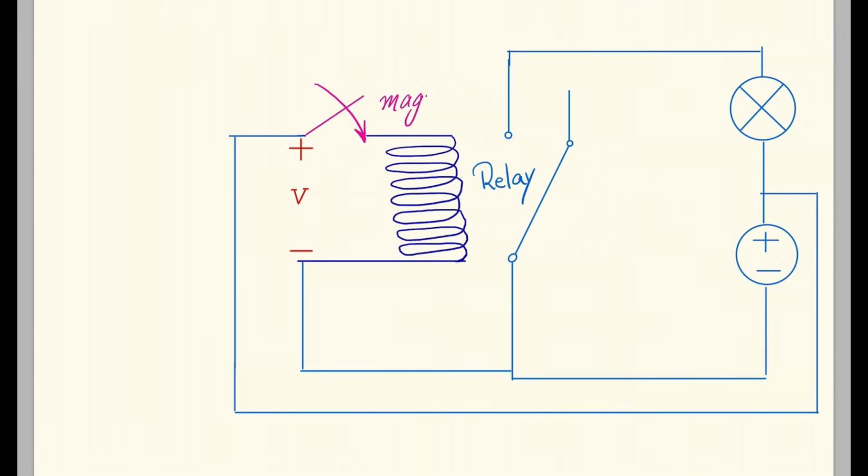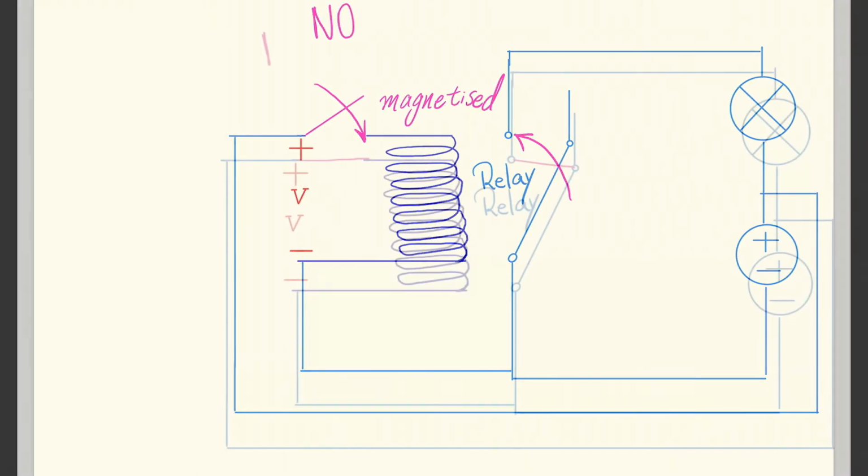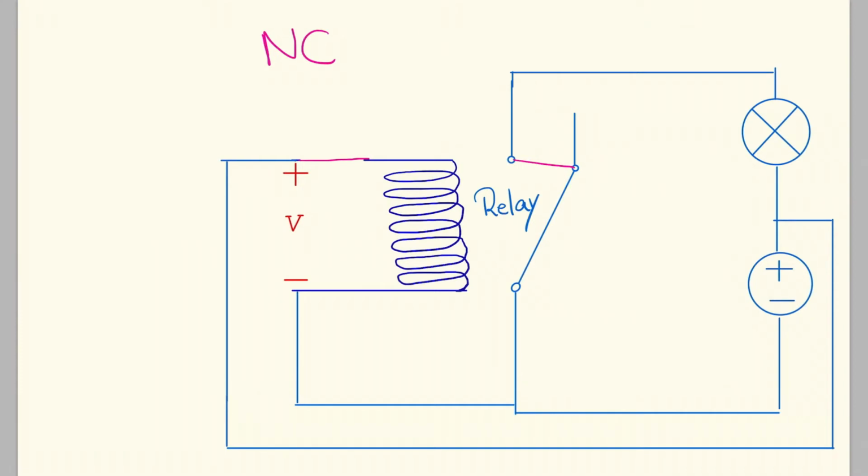So what will happen? The relay will become magnetized, and after that the piece of metal will be attracted, so that circuit will be closed and the light bulb will be turned on. This sort of circuit is called a normally open circuit because the circuit is open before the coil becomes magnetized. Whereas in a normally closed circuit, the relay is magnetized, and when the relay becomes demagnetized, the piece of metal will go back and the light bulb will be turned off.